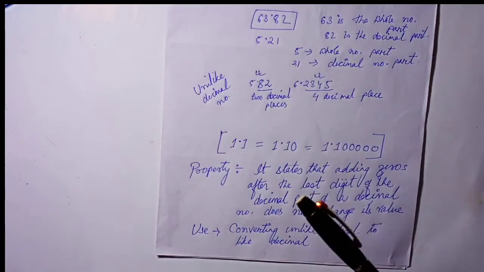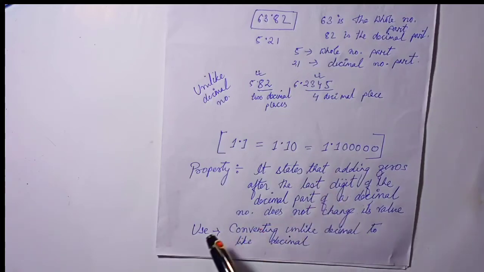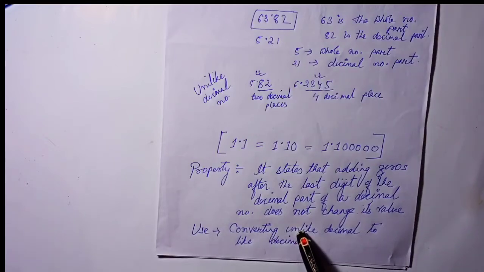Now we have got the property. What is the use of the property? The primary use of the property is converting unlike decimal numbers to like decimals. Now how will we convert unlike decimals to like decimal numbers? I'll show you. See, in this example, I have three numbers. First number is 4.6, second number is 6.82, third number is 5.241. These are unlike decimal numbers. Now, how can we convert them into like decimal numbers?